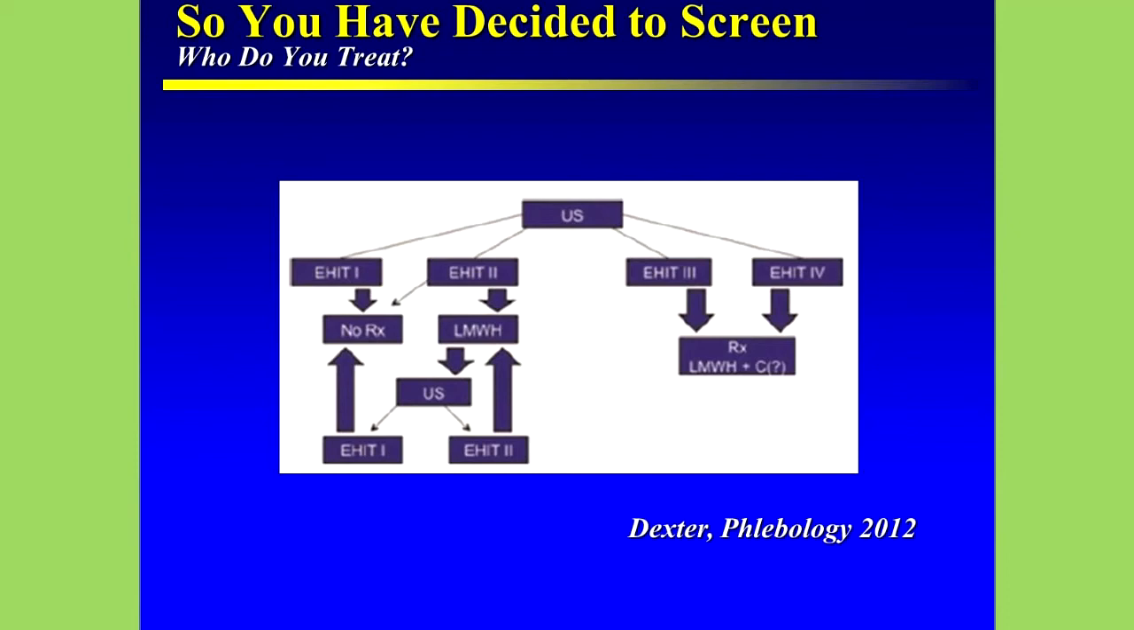So what if you find something? When do you treat? There's a bunch of recommendations in the literature, none of which are really supported by any evidence at all. In 2012, Dr. Kabnick's group proposed this algorithm where EHIT 2 was treated with low molecular weight heparin, EHIT 3 and 4 with low molecular weight heparin, possibly followed by Coumadin.